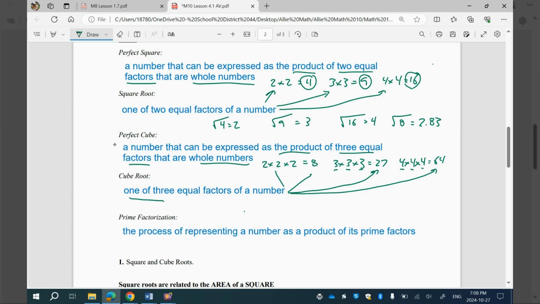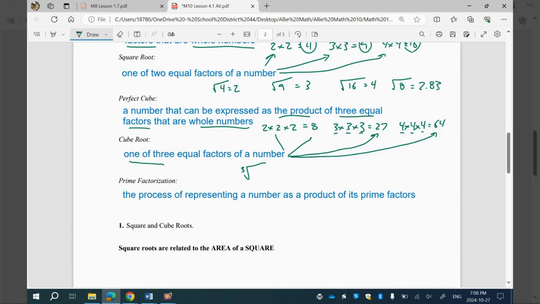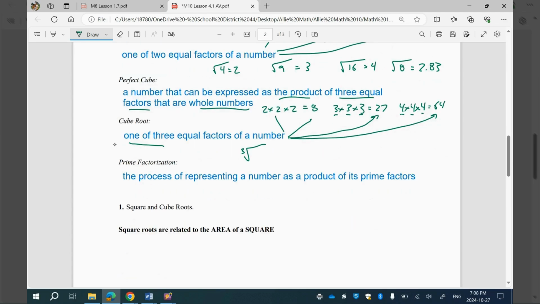We can show the cube root by putting a number at the index. This is called the index right here. So you put a little 3 there. If we don't have anything, it's assumed to be a square root. So you put a 3 there as an index to show that it's going to be a cube root.